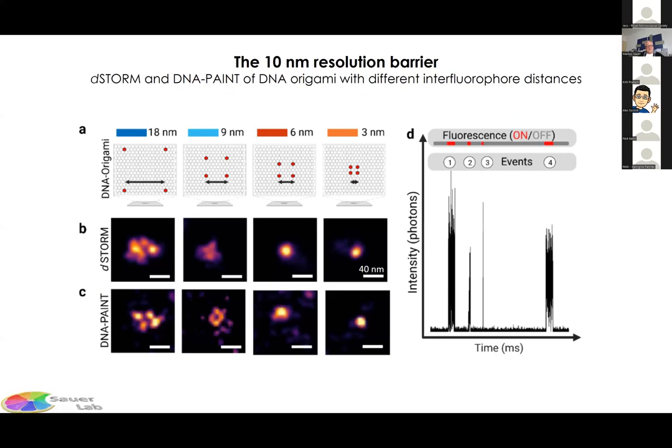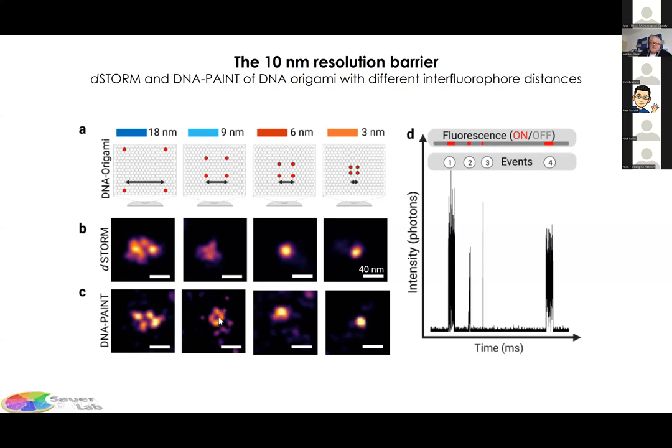So we designed DNA origami to demonstrate that this is really the case, or to investigate this behavior. I did some blinking analysis of 4 different DNA origami using dSTORM and compared it with DNA-PAINT experiments. So we have DNA origami with 4 fluorophores separated by 18, 9, 6, and 3 nanometers. dSTORM fails to resolve the 9 nanometer DNA origami. 18 we can resolve from time to time. DNA-PAINT achieves a higher spatial resolution and can from time to time even resolve the 9 nanometer DNA origami, but not the smaller ones.